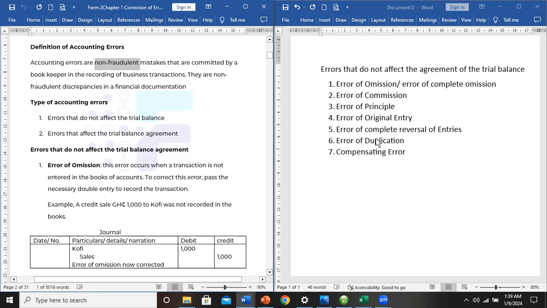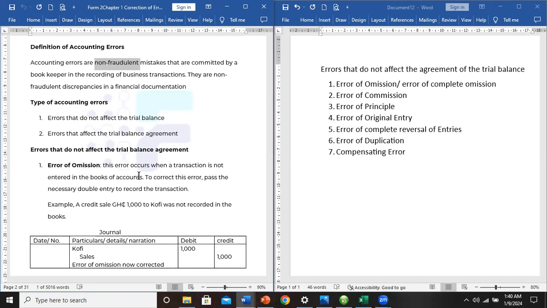Now, I did indicate to you that this difference is put in a temporary account called suspense account. So a suspense account is an account that keeps the difference in the trial balance. So what we sought to do was to take the first type of errors, which is the errors that do not affect the agreement of the trial balance, explain them, look at examples, and then how to correct them.